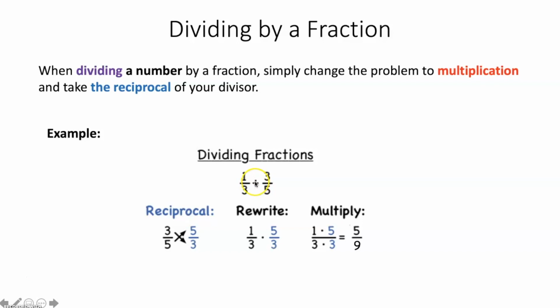Then we're going to change that division sign to multiplication, and the second fraction, our divisor, we're going to take the reciprocal of. So 1/3 divided by 3/5 is the same as 1/3 times 5/3. You then multiply the numerators together and denominators together, and you get your answer. So again, dividing by a fraction is the same as multiplying by its reciprocal.